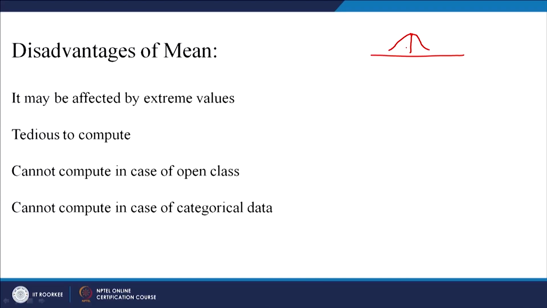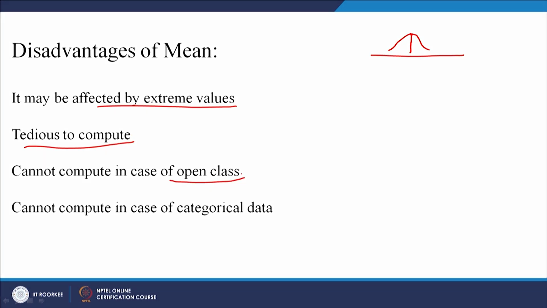So, what is the problem with mean? It is affected by extreme values, which we have seen in the previous session as well, right. It is tedious to compute with lots of data. So, first of all you take the average and it is a time consuming process. It cannot be computed in case of an open class.